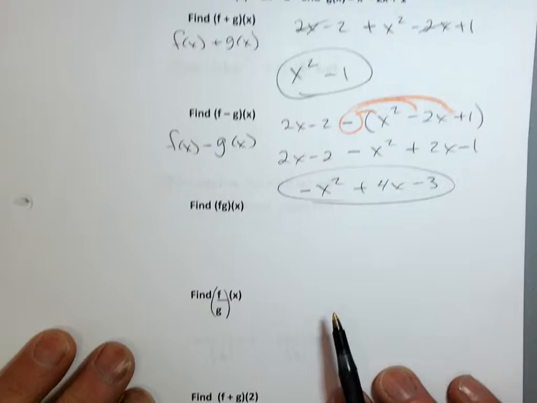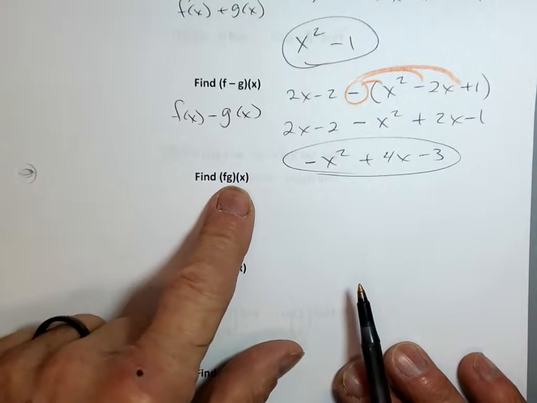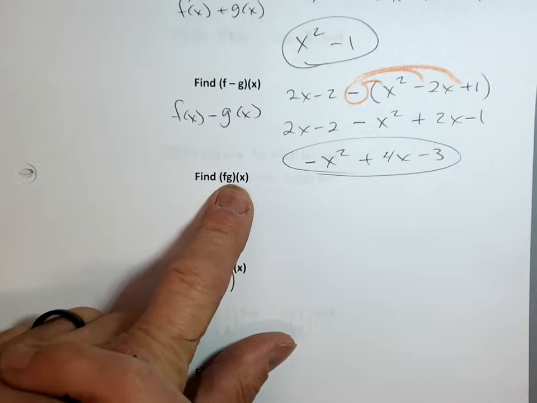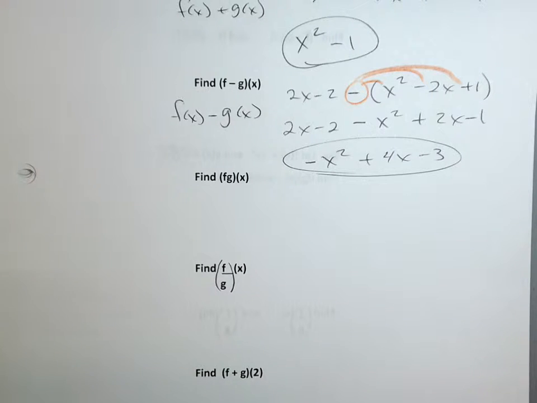So, number 3. All right, we're basically going to multiply. Do you see FG? FG means F times G.